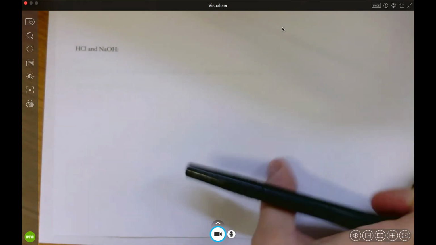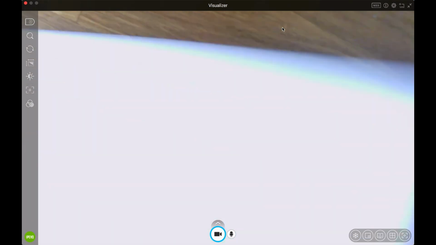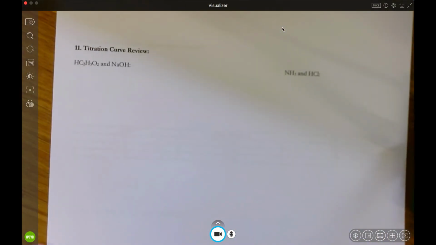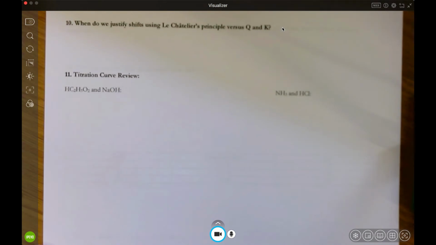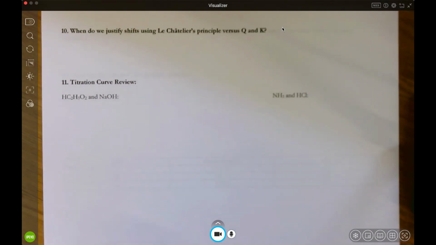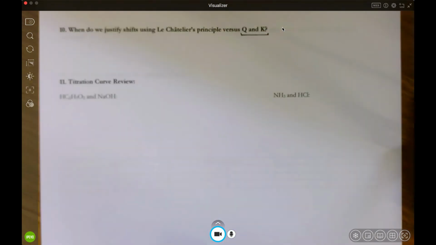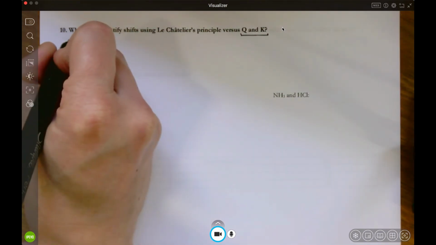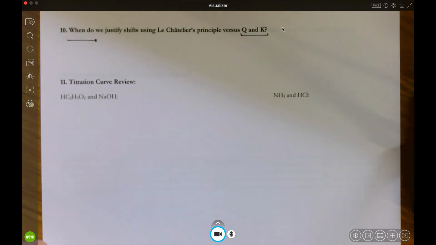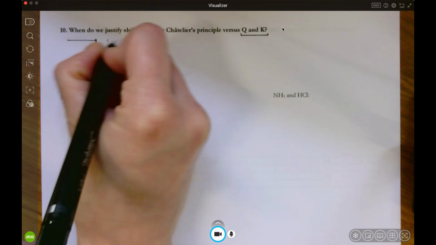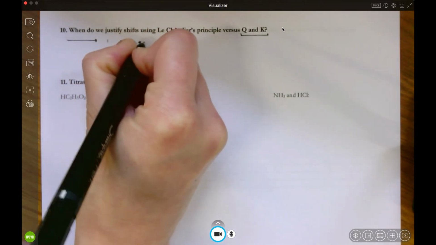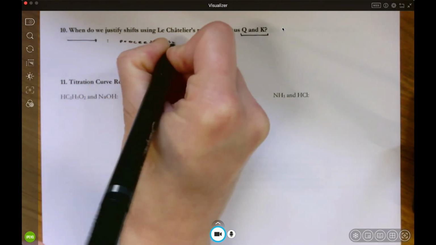All right. For 10, someone asked, when do we justify shifts using Le Chatelier's principle versus Q and K? Ultimately, this is the best way to explain anything. You'll see in answers that they talk about Le Chatelier's principle. You don't ever have to reference Le Chatelier's principle. So if I want to say something shifts to the right, instead of saying it shifts to the right, I would say it proceeds to the products.